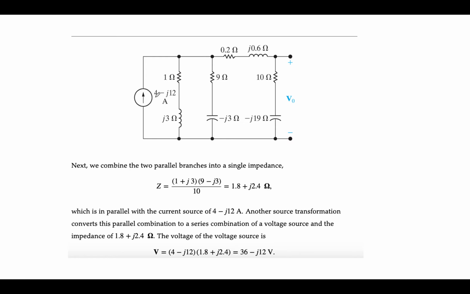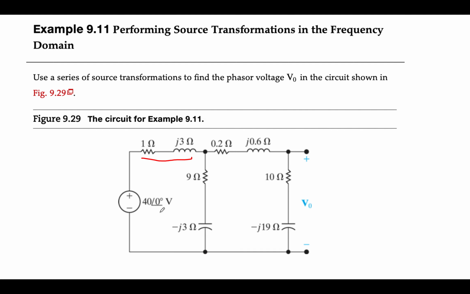Yeah, so here's your current source, 4 minus J12, in parallel with that impedance. Now, how do you get that? Well, you take your original voltage and you find a current, which means you take 40 angle 0 and you divide by 1 plus J3. Now, how do you actually do that? The best thing to do is, if you don't know how to do that, go back to the videos that talk about complex number manipulation. You can also find a lot of example videos on YouTube and Khan Academy.